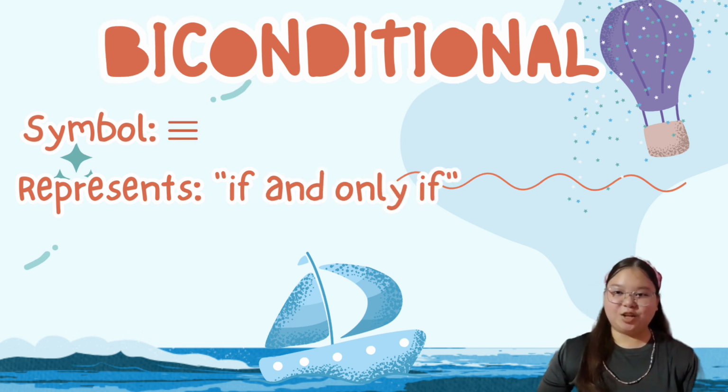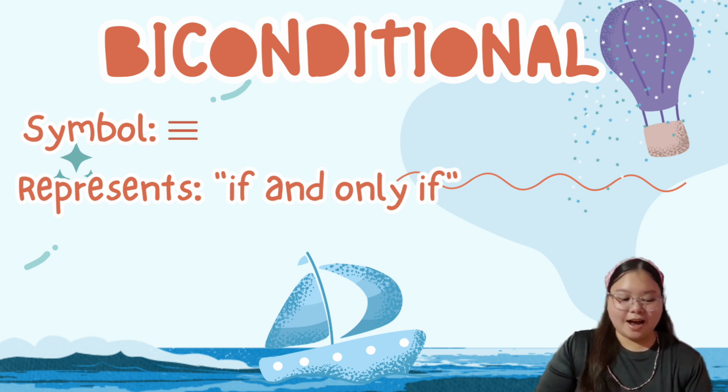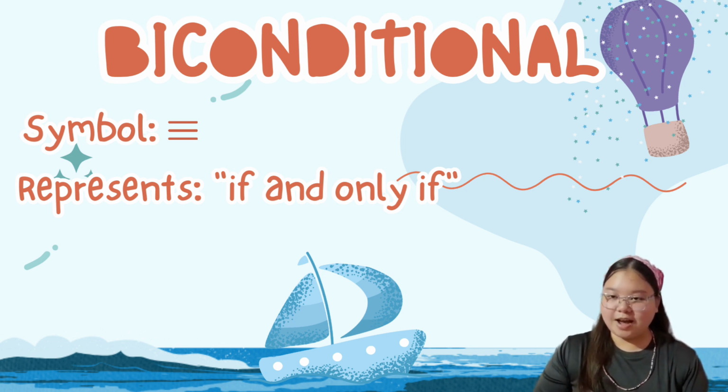Our last logical constant is biconditional. This symbol represents the connecting word if and only if, like B if and only if M. I am going to the beach if and only if I am going to the museum. Now that we've discussed the four logical constants, I will now introduce you to negation. Let's try negating statements.